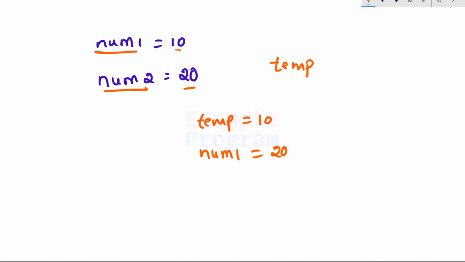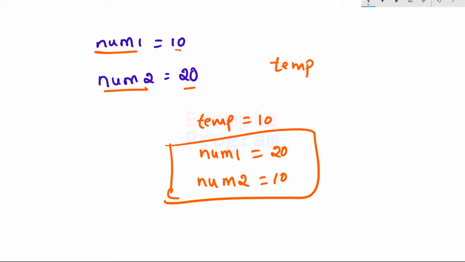Okay. Now the next thing that we do is we will store the value in this temp variable in this num2 variable. So the temp variable is containing 10. So the num2 variable will contain 10 now. Now here, if we look at this, then num1 and num2 variables value has been swapped. Num1 was previously containing 10 and now it is containing 20. Num2 was containing 20 previously and now it is containing 10.